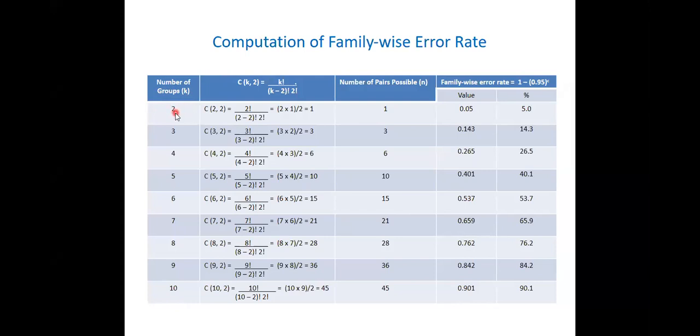For 2 groups, this is the one you use a t-test for. You look at the level of significance, you say it is 5%, 0.05. The p-value is 0.05, which is 5%. Now, this first row is for the t-test because you are dealing with 2 groups.